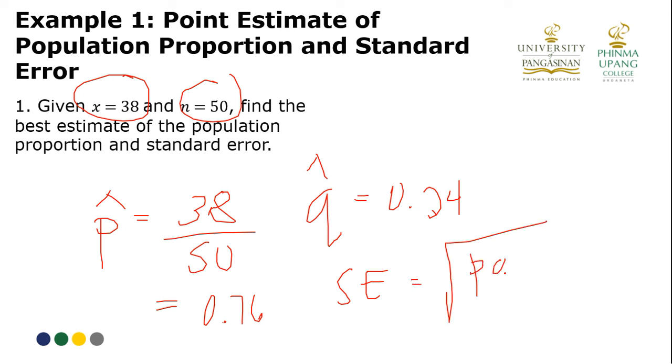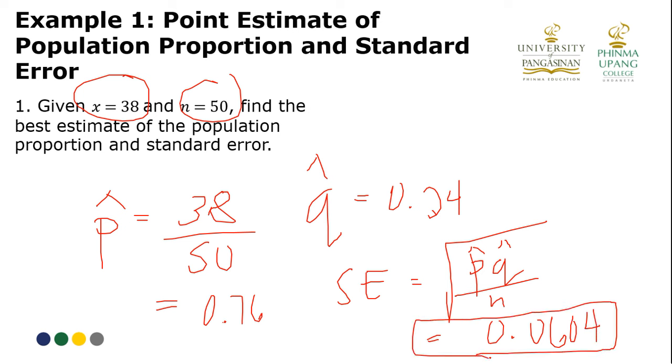What is the standard error of our number one problem? Square root of P and Q all over N. What is the answer? What is 0.24 times 0.76 divided by 50? Is it 0.0604? Please double check the answer of Kirby. Sabi niya 0.604. Tama ba, Alex, Irish? Check. Andre, tama ba yan? Okay. Sabi ni Francesca, okay, parehas din. Right? That is the answer number one. Kasi ang tinatanong lang naman dyan is the best estimate or the point estimate and the standard error.